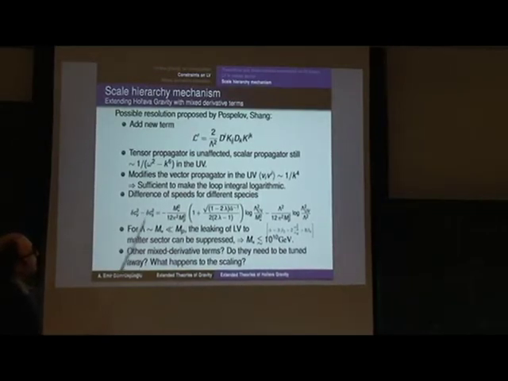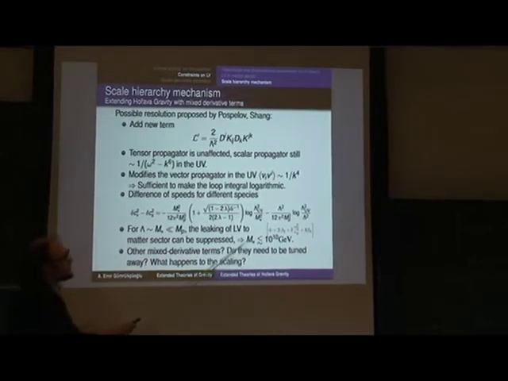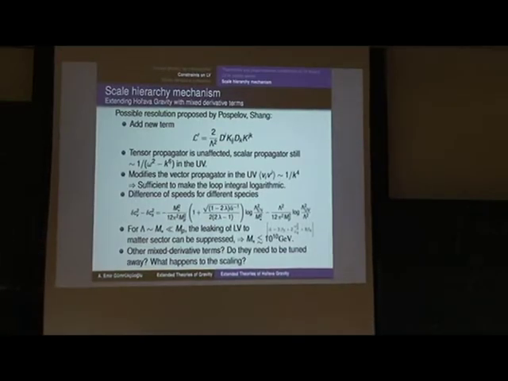And if you try to make this number at around 10 to the minus 20s, you can estimate a bound on M star, which is about 10 to the 10 GeV, which is, well, in the middle range of the vast range we had before. On the other hand, there are some question marks with this whole mechanism.